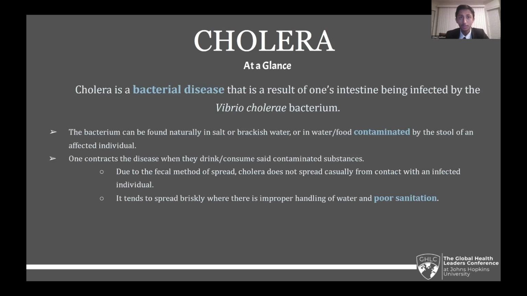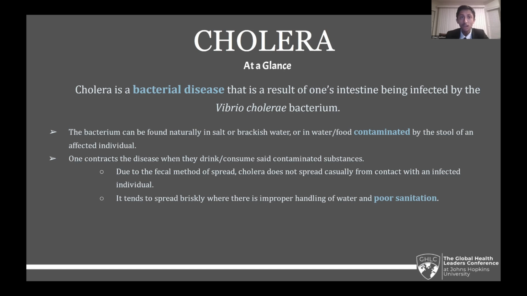Cholera is a bacterial disease caused by the bacterium Vibrio cholerae. Vibrio cholerae is a gram-negative bacteria, meaning that it has an impenetrable cell wall, allowing it to resist antibodies. Additionally, it requires salt for growth stimulation, which is why the bacterium is found naturally in coastal water. Vibrio cholerae infects one's intestine to cause cholera.